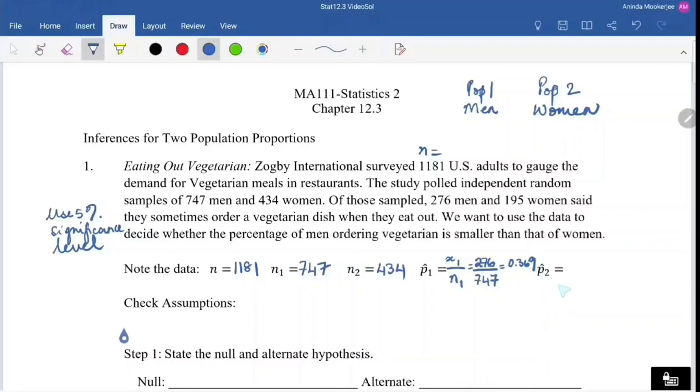P hat sub 2 is the proportion of women who responded yes to the question, who met the specified attribute. So that's going to be x sub 2 divided by n sub 2. X sub 2, that means the number of women who responded yes, is 195. So it's 195 over n2, which is 434. So when you do this division, we'll come up with a proportion which is 0.449.